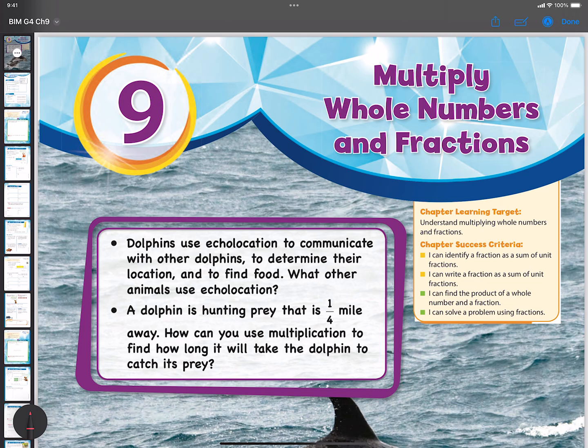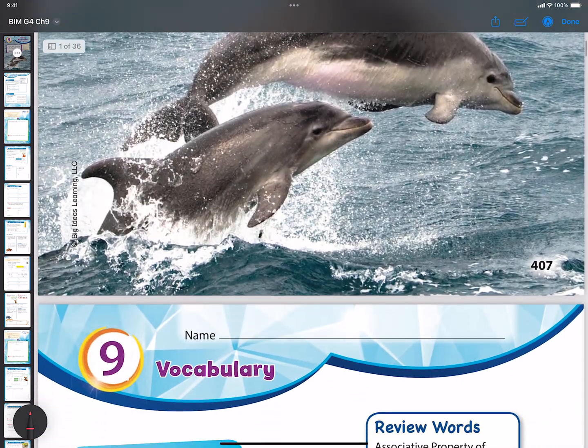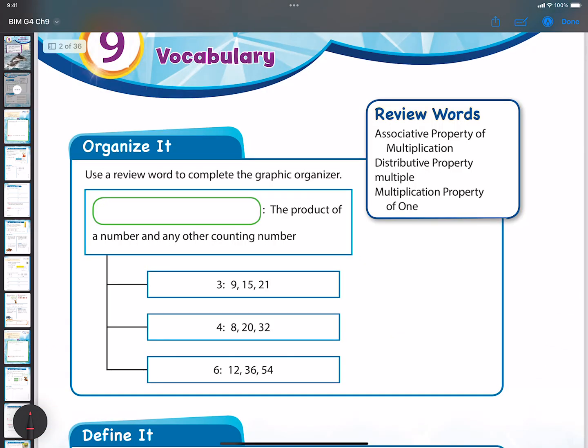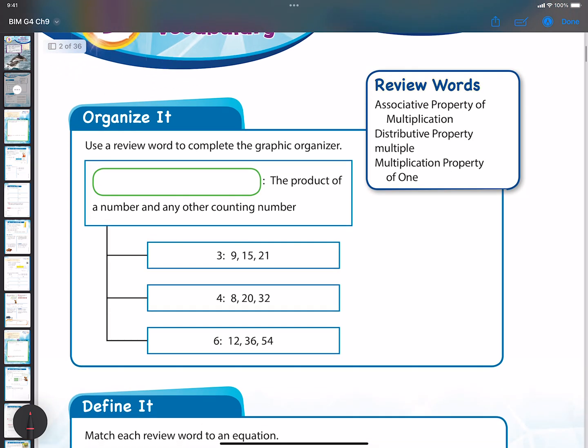This is a new chapter, chapter 9, multiply whole numbers and fractions. In this chapter we have only 4 lessons and one problem solving practice lesson. All right, so it's going to be another short chapter. So probably it's easier, right? Okay, let's go ahead.